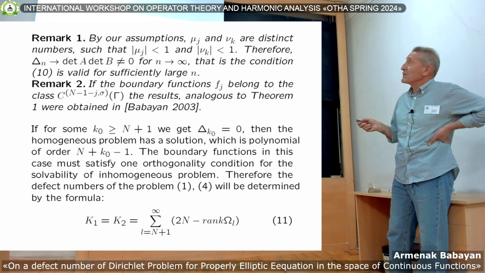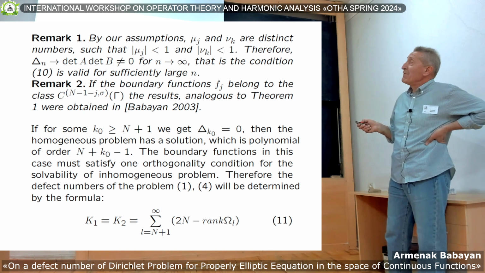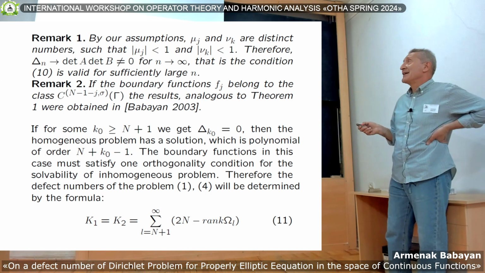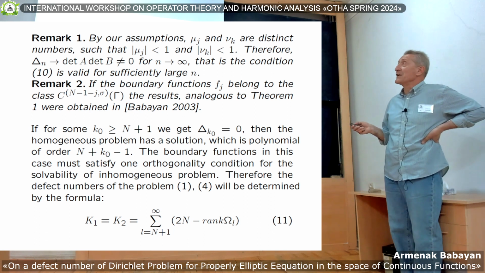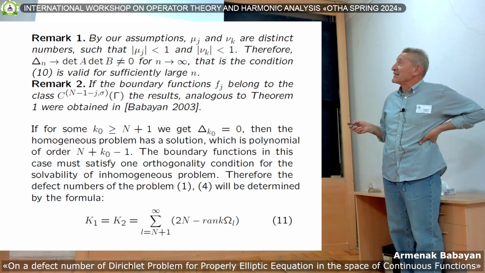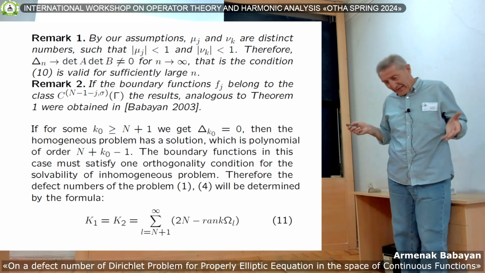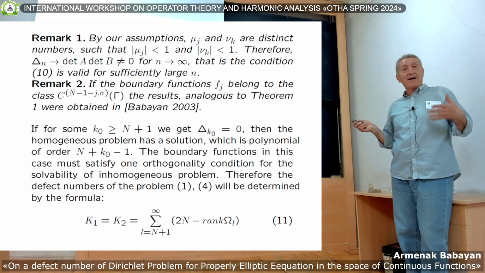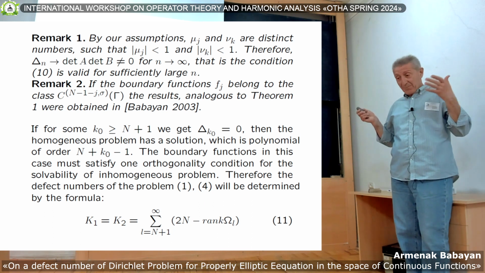By our assumption on mu and nu, they are less than 1. Therefore, if n tends to infinity, this determinant delta n tends to determinant A multiplied by determinant B, which is not equal to 0. Therefore, the condition 10 is valid for sufficiently large n. So we can say that the defect number is finite.